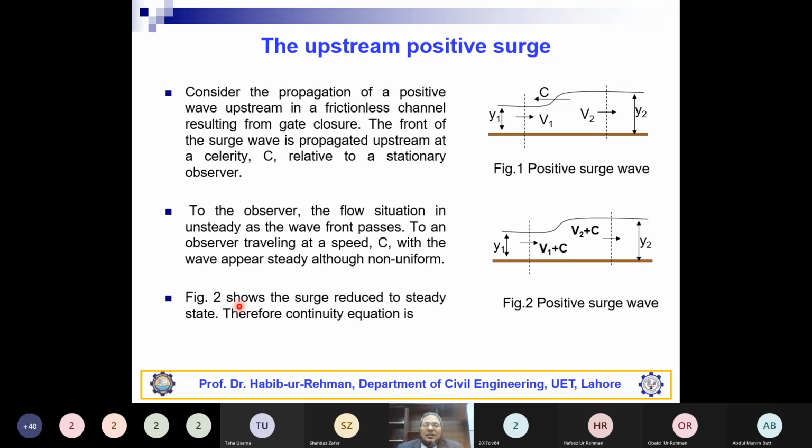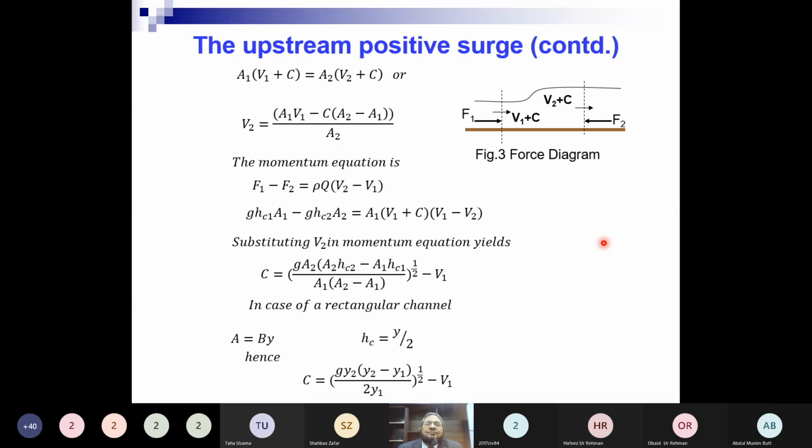Now we are considering these once the steady state has been obtained after some time. Once the steady state is established, we can easily apply the continuity equation between section one and section two. Area 1 times velocity 1 is equal to area 2 times velocity 2, and the velocities are V1 plus C and V2 plus C. So area 1 (V1 plus C) is equal to area 2 (V2 plus C). This is the continuity equation. From this equation, we can say that V2 is equal to (area 1 V1 minus C (area 2 minus area 1)) over area 2.